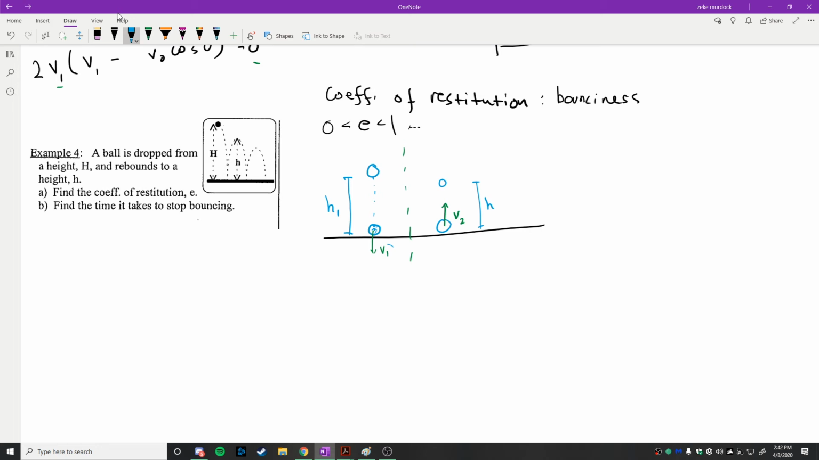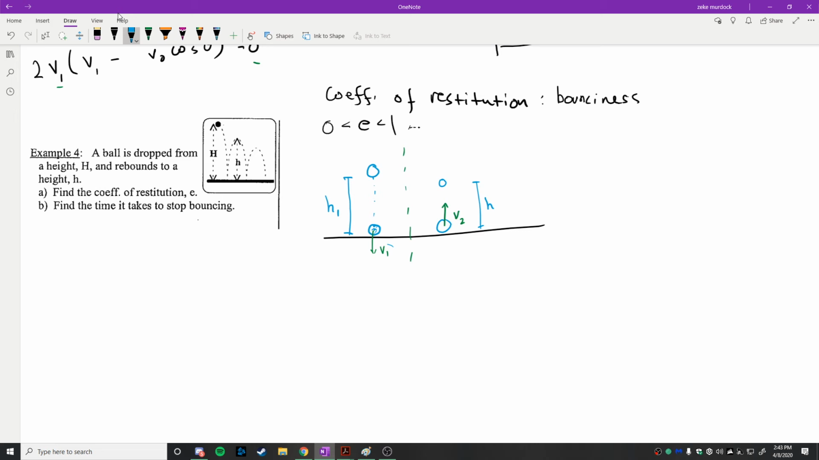There's some amount of energy that gets transferred somewhere down here. Maybe it gets absorbed in terms of internal energy in the ball. Maybe the ball deforms. In the case of Play-Doh, what would happen? The Play-Doh would just splat on the ground, right? It would just go splat, and it wouldn't bounce at all. That's the extreme case.